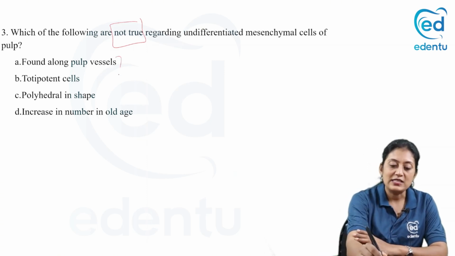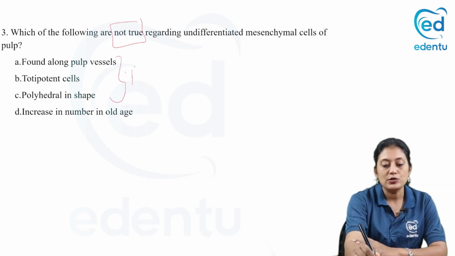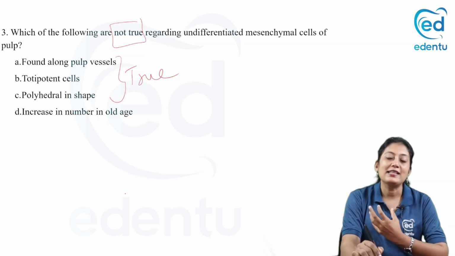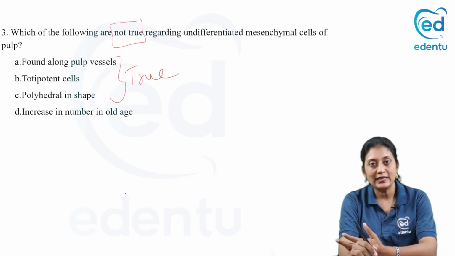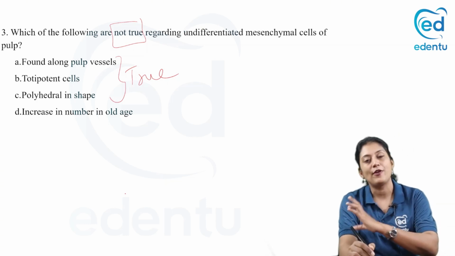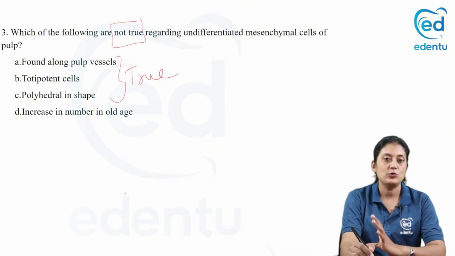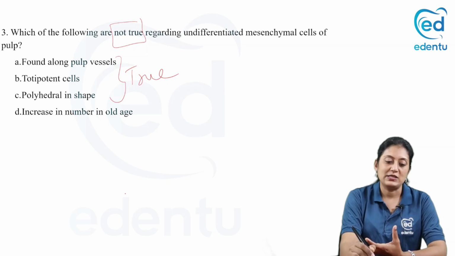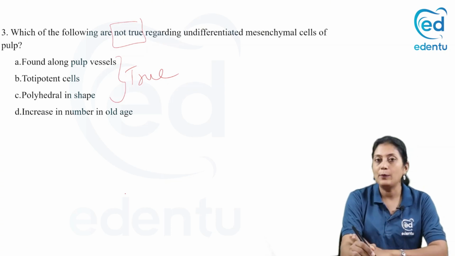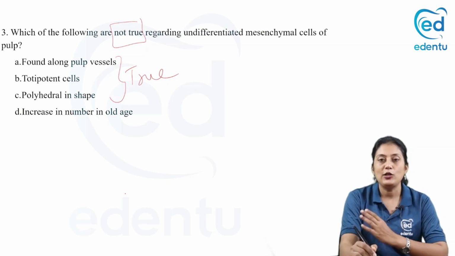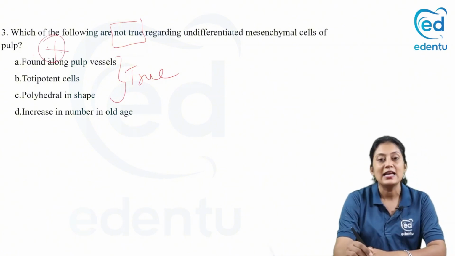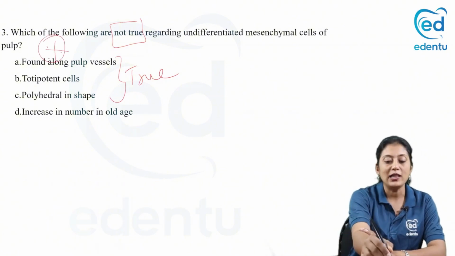Now the first three are true about mesenchymal cells. They are totipotent cells, which means they act as a stem cell. Whenever there is a need, they may give rise to either odontoblast or fibroblast, depending upon the need. That is why they are called totipotent, because they have multiple potency and they are stem cells. The shape is approximately polyhedral or polygonal. And within the pulp, an important feature of the undifferentiated mesenchymal cell is that they are seen along the blood vessels. So all these are true.